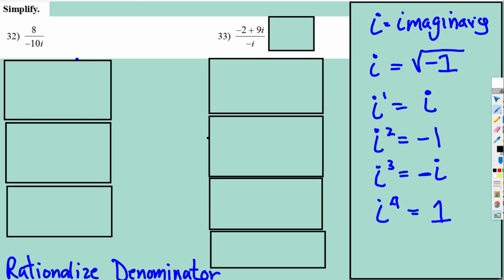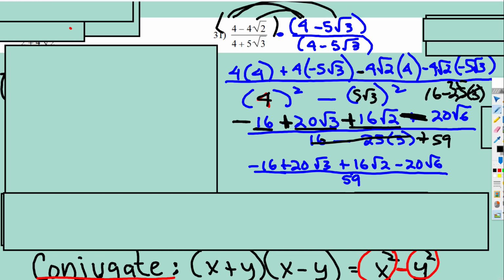All right. I think I'm going to end this one, and then we'll do the imaginary numbers video next. All right. That's it for this one.